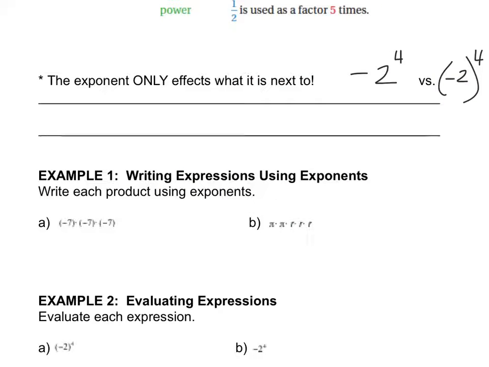Exponents can be tricky, and it's really important that we understand how they work. An exponent only affects what it is right next to. For example, we can see here -2 to the 4th and (-2) to the 4th. When I say those both out loud, they sound like the exact same thing. But notice the one on the right has the parentheses around the -2. So a couple of things to keep in mind.